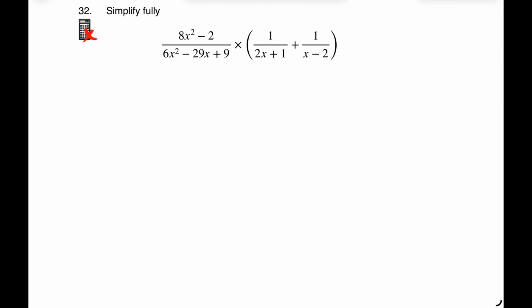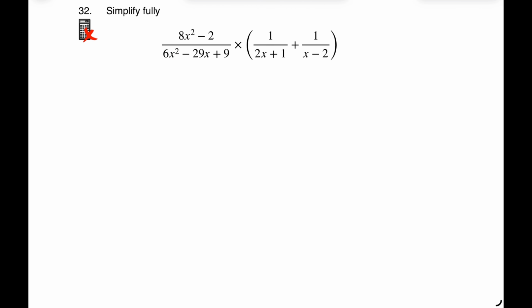This is the last question on the sheet. This time we are multiplying an algebraic fraction by a bracket where we're adding two different algebraic fractions. So let's work this out. First of all, I'm going to do some factorising of that initial fraction.